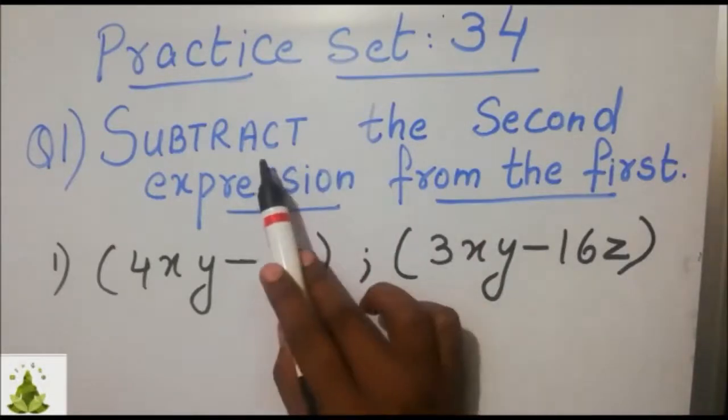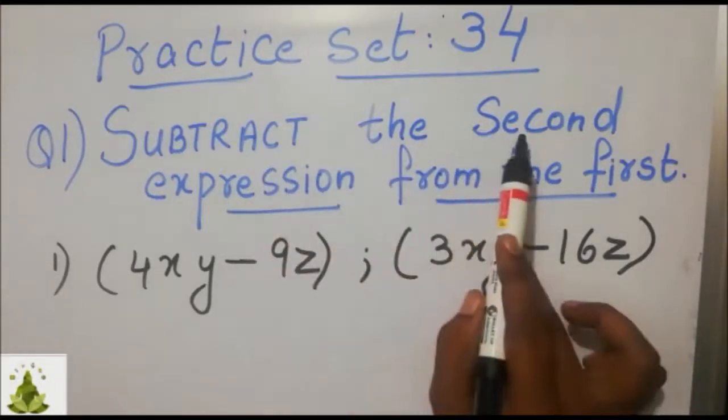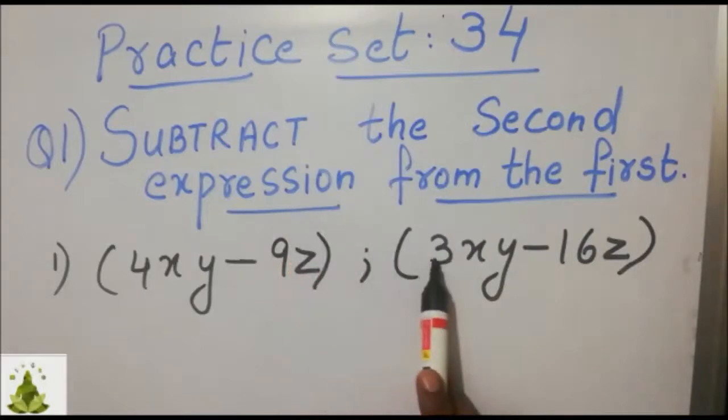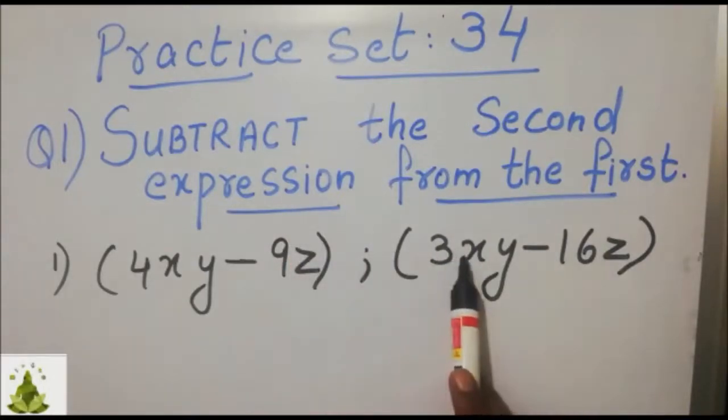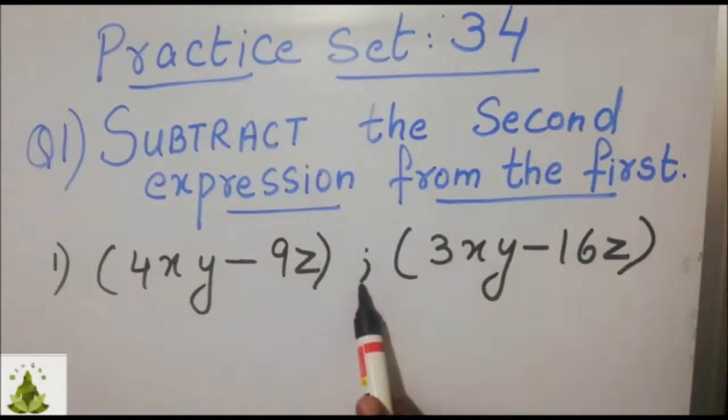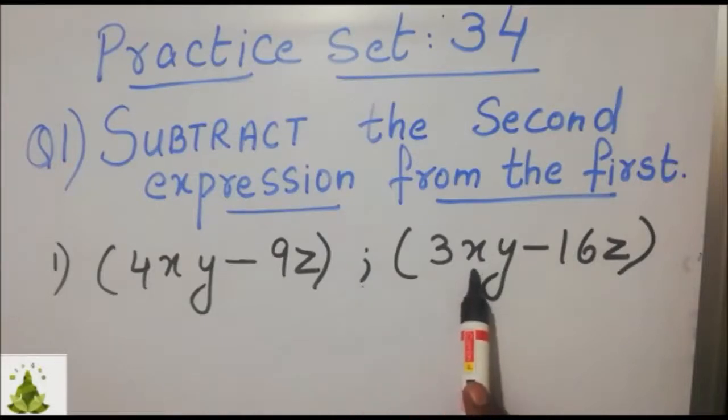Read the question here. Subtract the second expression. It is the second expression here. This is the first expression in the bracket. This is the second expression. See here, this sign is there. This is the second expression. Is it clear? From the first, you have to subtract this.